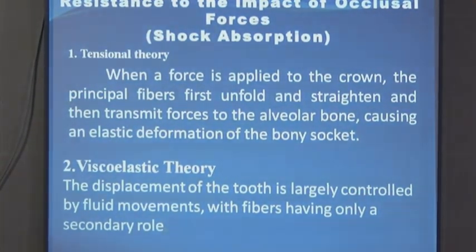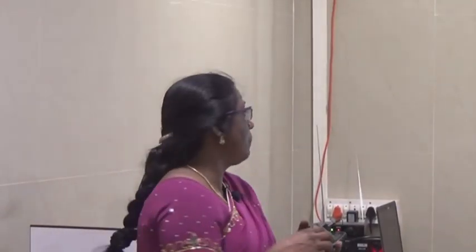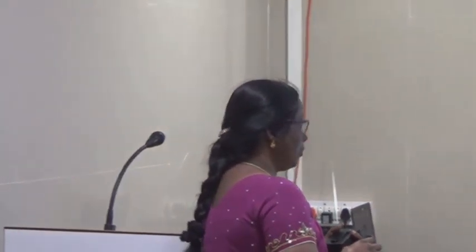I already told you, in the periodontal ligament, the principal fibers, mainly Sharpey's fibers, are between the cementum and the alveolar bone. Naturally, whatever forces there are get directed to the alveolar bone, causing the elastic deformation of the bony socket. That is the tensional theory. Understood? And then the viscoelastic theory. The displacement of the tooth is largely controlled by fluid movements. Inside the fibers there is going to be fluid. So, the displacement of the tooth is largely controlled by the fluid movements, with fibers having only a secondary role. These two theories, you have understood now?